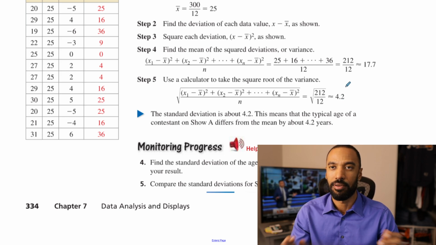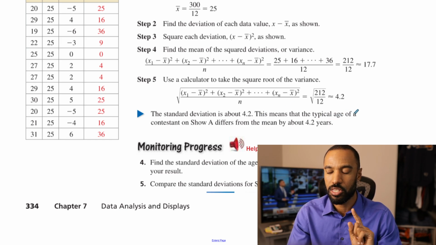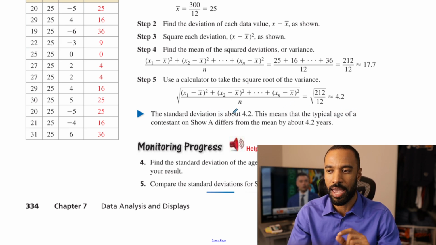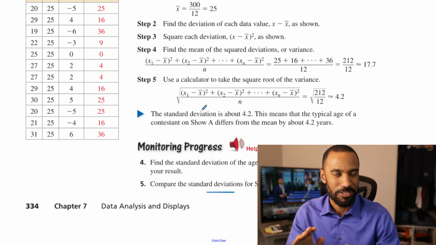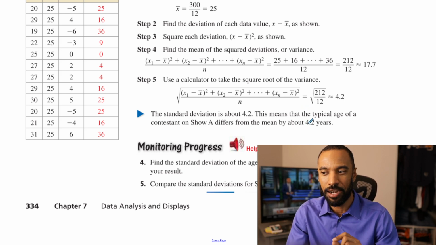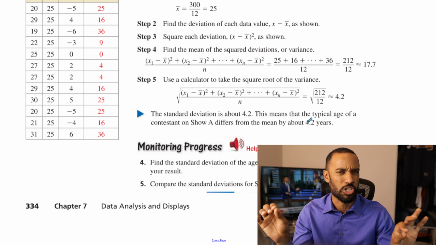Now this is the standard deviation of here. They say this means the typical age of a contestant on show A differs from the mean by about 4.2 years. I don't want to speak too much on it because they're probably not going to have us do it. But this means if you add 4.2 years or subtract 4.2 years, let's just say 4 to be even a little more rounded.